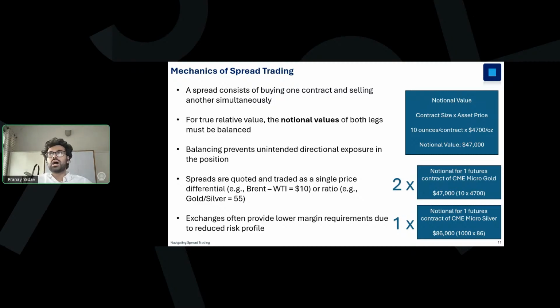Because gold and silver are very highly correlated, this is a relationship that we saw about two slides ago, right? Because they're highly correlated, the exchanges understand that a position that consists of a spread between the two actually has a reduced risk profile. They pass on some of that reduced risk profile to you in the form of lower margin requirements.